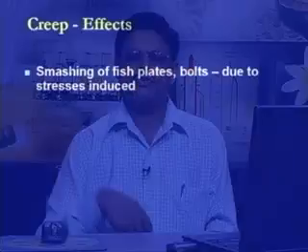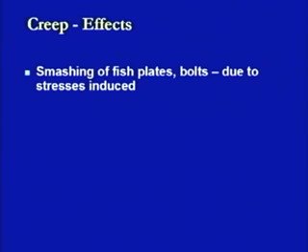Further, there are some more things which will happen. Now, the fish plates and bolts are used at the joints where two rail sections have been jointed together. If there is a movement of one rail section with respect to the other rail section which is jointed, then obviously there will be smashing of the fish plates and the bolts.